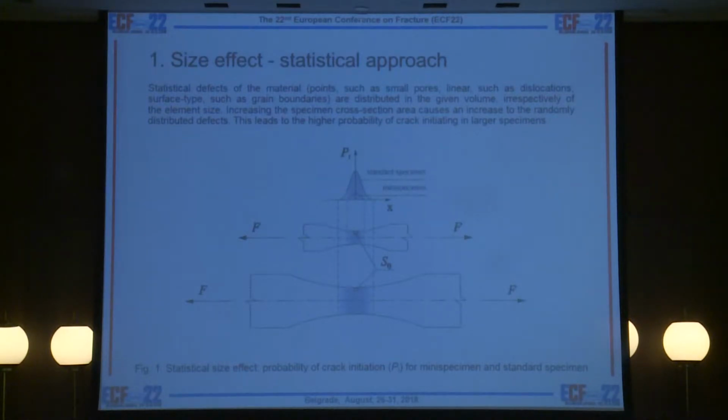Increasing the specimen cross-section area causes an increase in the randomly distributed defects. This leads to a higher probability of crack initiation in a large specimen. So we have presented two specimens, one large and the second one smaller, and we have an example of distribution of defects in such specimens.